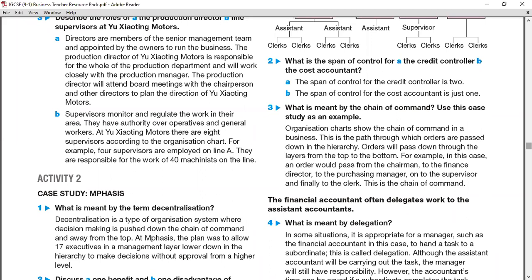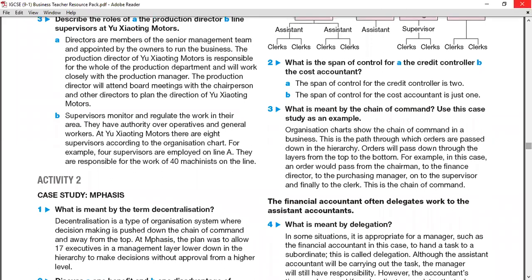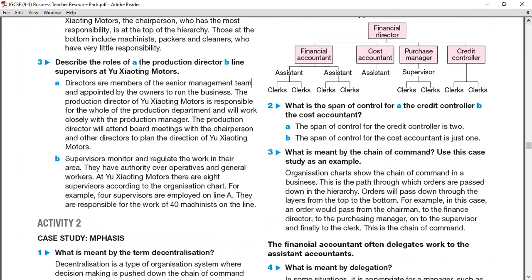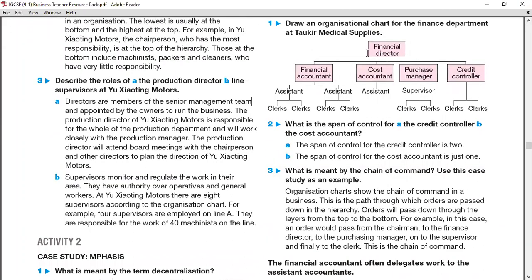So I have to explain in a case study like this. The order will pass from the finance director at the top, and then after that goes the purchasing manager. For example, you can say any manager, but we just chose purchasing manager, and then from the purchasing manager to a supervisor, and from the supervisor finally to the clerk. So this is the chain of command.